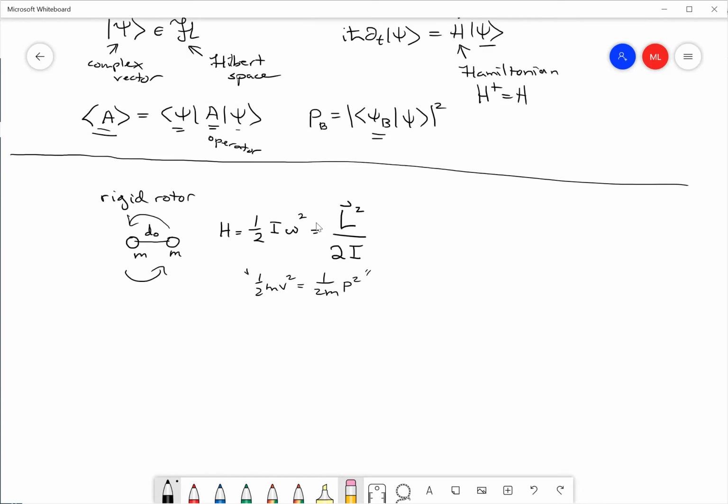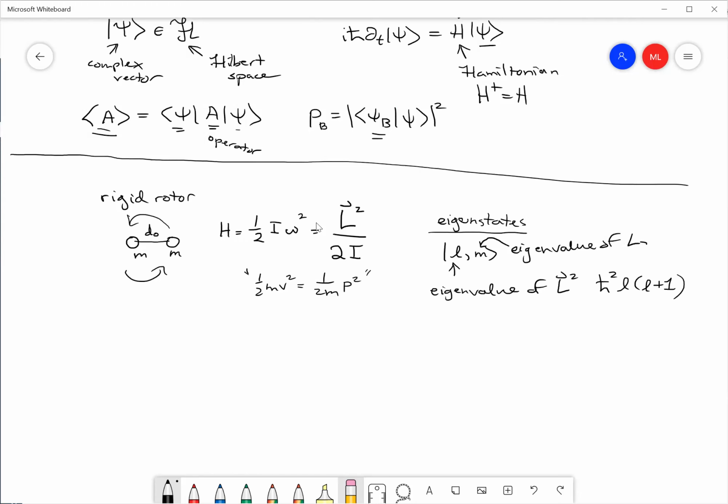It's just that we looked at this particular energy operator. It's proportional to angular momentum squared, and we know what the eigenstates are. We spent a lot of time last semester talking about these eigenstates of angular momentum. They were given by two quantum numbers. The first one labels the eigenvalue of L squared, which was h bar squared l(l+1). And the second one is related to the eigenvalue of the z component of angular momentum, which is h bar m.